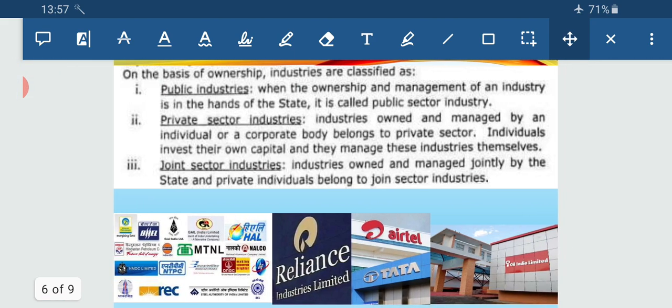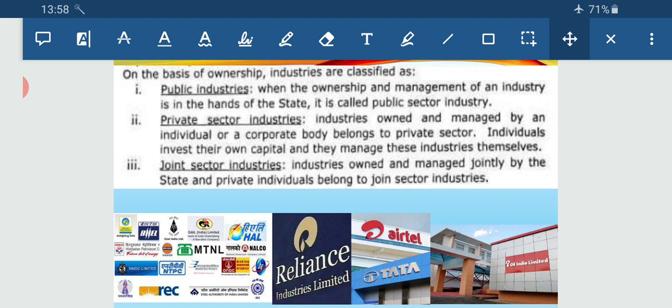Now next comes the classification on the basis of ownership. On the basis of ownership, we have public industry, private industry, joint sector and cooperative sector. As per your syllabus, we have the 4 categories. Now first, the public and the private sector. The difference between public sector and private sector.